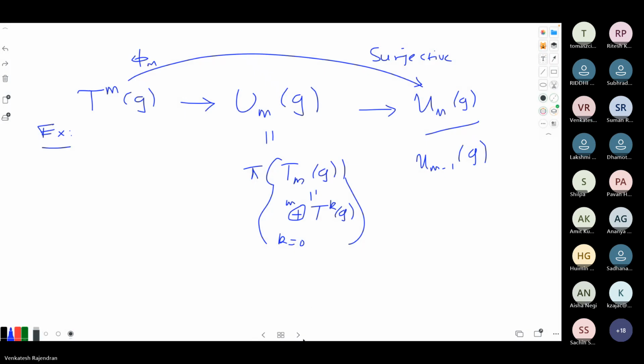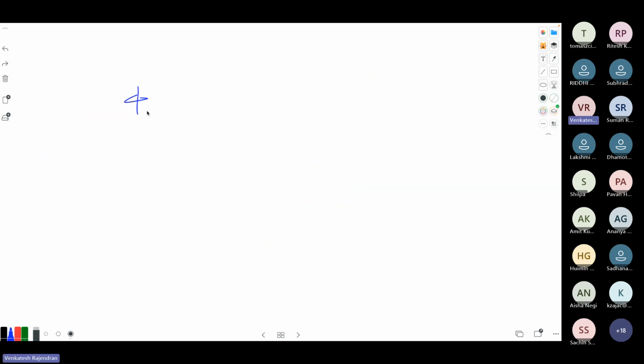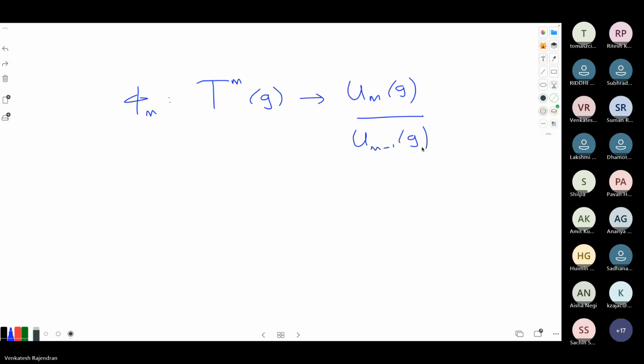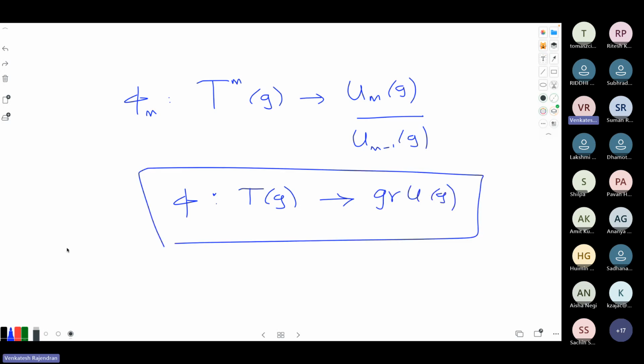So now this pi m that we defined from TMG to this UMG modulo U minus 1G is going to give you a map from TG to this graded UG. Because both are graded spaces, you have a map at the graded level, the M graded level. So you can patch all of them and get a map from TG to grade UG.